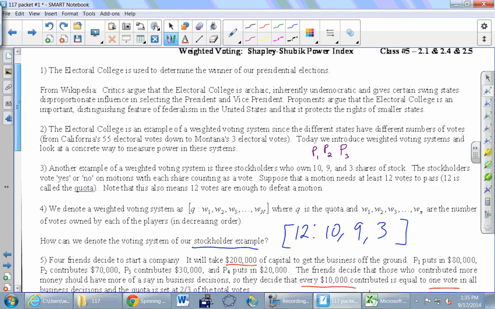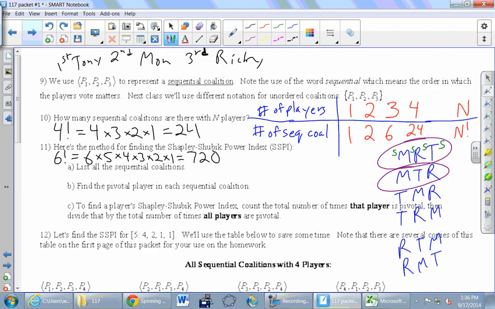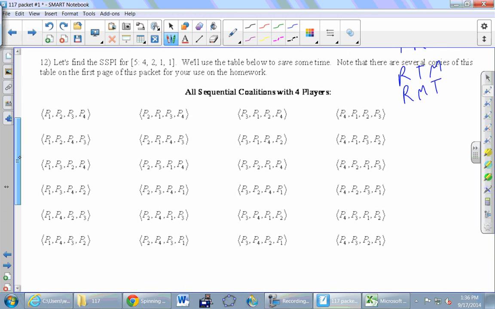I'll remind you that that was our answer over here. We took Tony's 3, we divided it by 6. Why 6? 6 was the total number of pivotal players, the total number of sequential coalitions. So 3 times out of 6, Tony was really important. 3 times out of 6, Monica was really important. So we're just going to count however many times somebody's important, and we'll make that the denominator of all the fractions. And that's it. So let's try it for number 12.